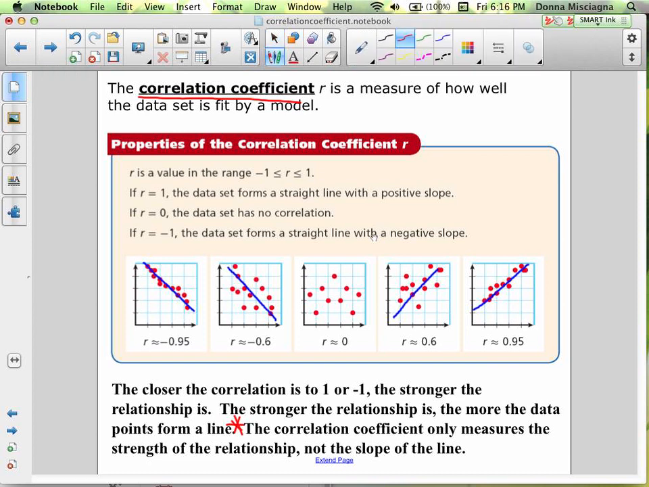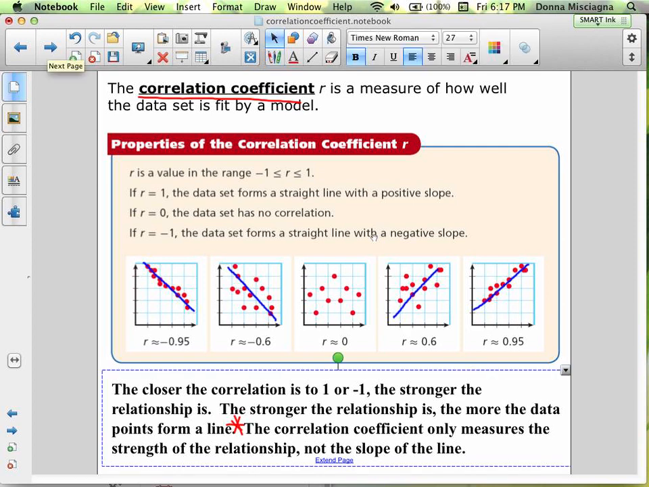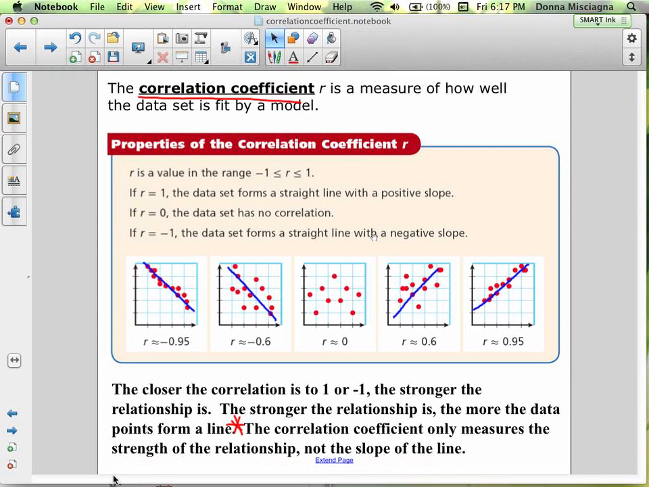There's plenty of room underneath this diagram that's in your notes. So the correlation coefficient measures the strength of the relationship, not the slope of the line. And the closer it is to 1 or -1, the stronger the relationship is.